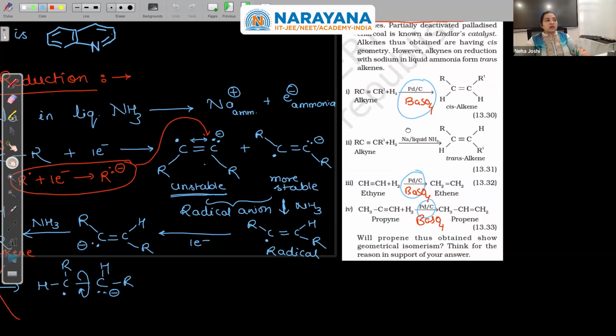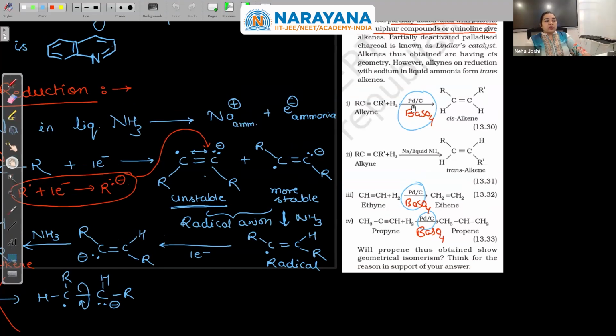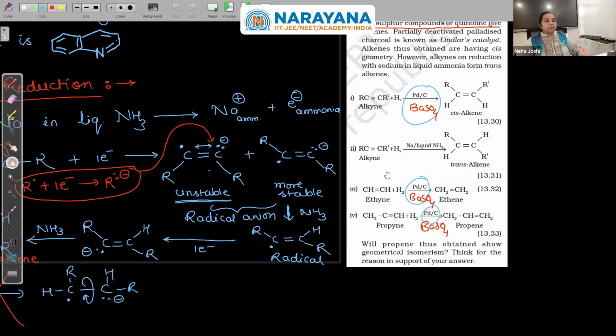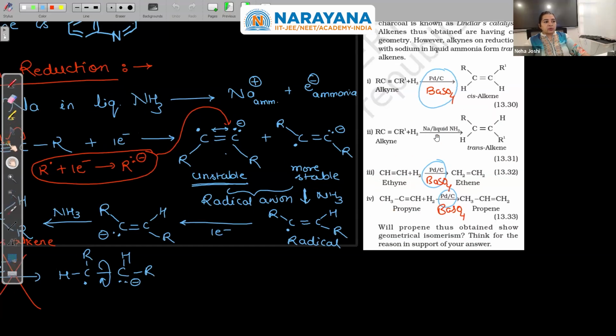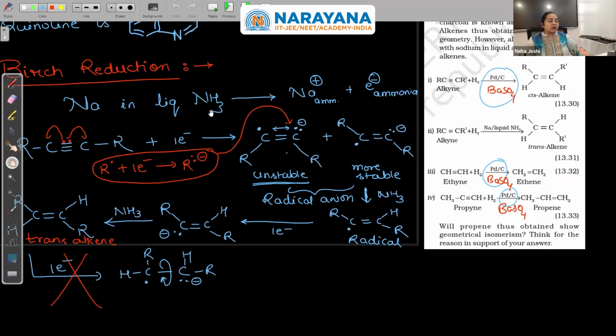So, we have to discuss it all. Here, it should be clearly mentioned BaSO4. Otherwise, you will see palladium carbon and you get direct alkane only. No, barium sulfate is there. Everywhere they have to add barium sulfate on these arrows. Is that clear? Now coming to this Birch, sodium in liquid ammonia, how does that work?